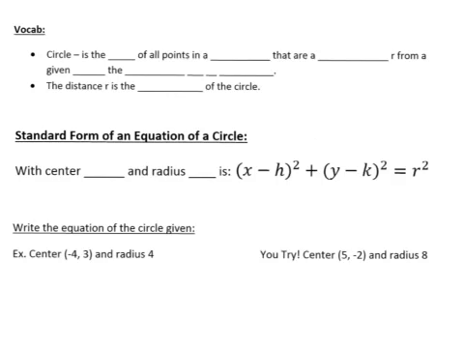Now let's first look at the vocab. A circle is the set of all points in a plane that are a distance r from a given point, called the center of a circle. So let's fill this in. It says the circle is the set of all points in a plane that are a distance r from a given point, called the center of a circle.